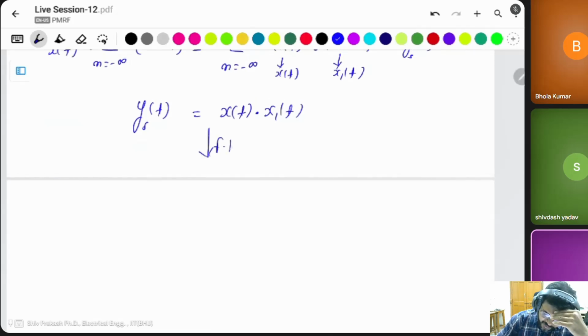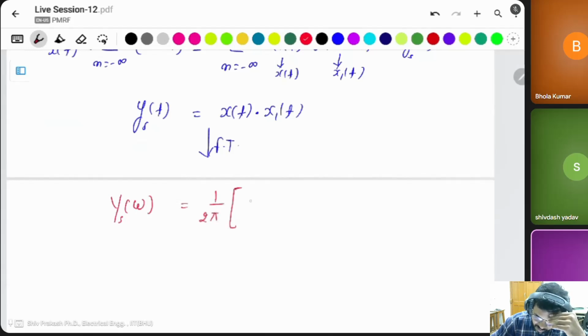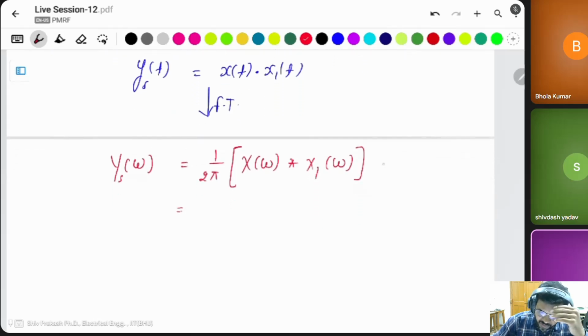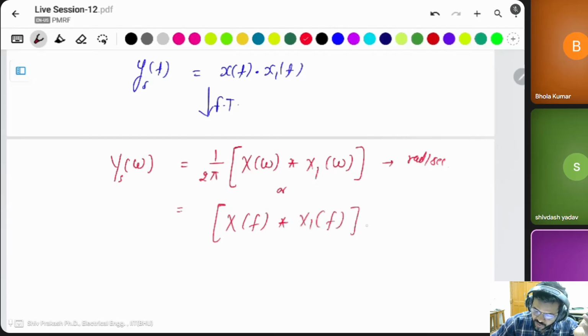Then the Fourier transform of this type of function will be the convolution of X(omega) with X1(omega), in radians per second. If we write the same thing in frequency, the 2 pi will cancel out, and this function will be X(f) convolved with X1(f), in hertz.